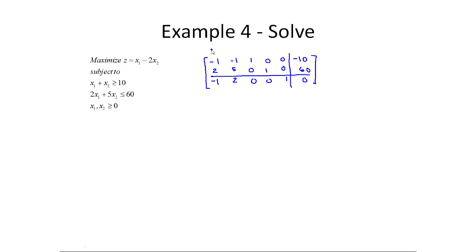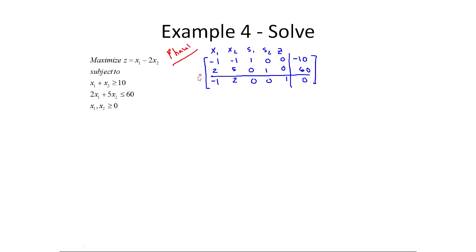Don't forget to label your columns. So this is x1, x2, s1, s2, and this is z. Since we didn't change this as a minimization, that is actually z. So you might be tempted to pivot here because of the -1, but remember that isn't what we're doing yet. Because I have a negative over here, I know that I'm outside of the feasible region. And so what we're going to have to do is something called phase 1 pivots.